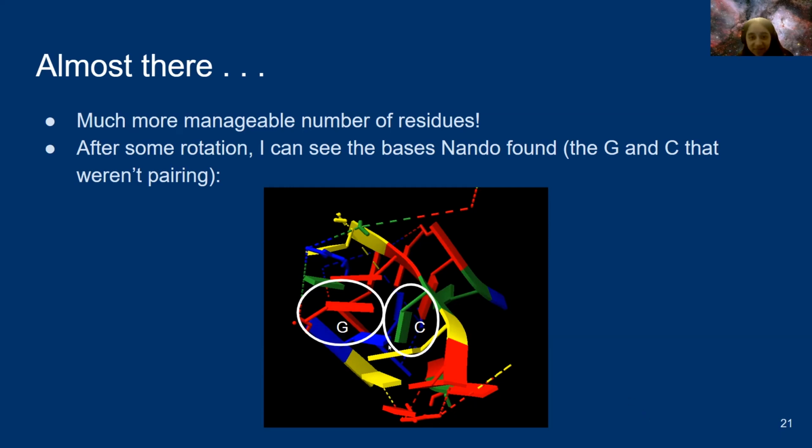After rotating the screen around a bit, as you can see, these are the ones that matched what Nando had looked at, a G facing somewhere, and then a C that's tilted away from that G.